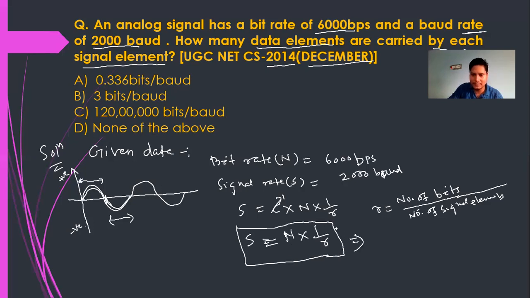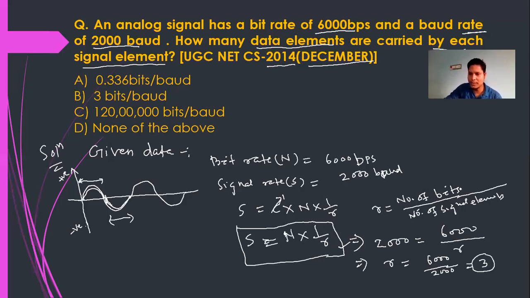So from this formula, S is equal to N into 1 by R. Let's put the value of S, which is 2000, is equal to 6000 divided by R. So now I can write the value of R is equal to 6000 divided by 2000, which will give you the value of 3. So 3 means the number of data bits per signal element. What the question asked is how many data elements are carried by each signal element. So the number of bits is 3 here.